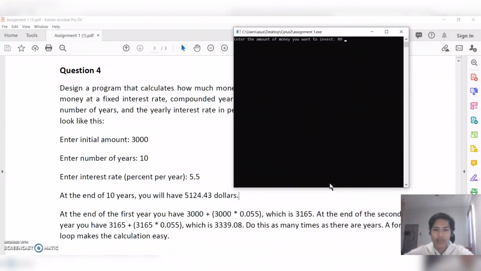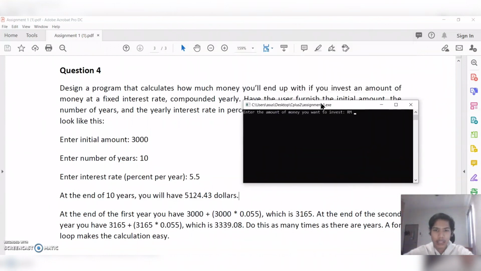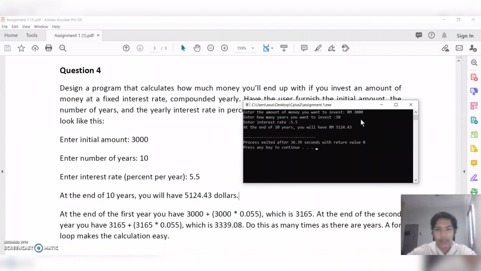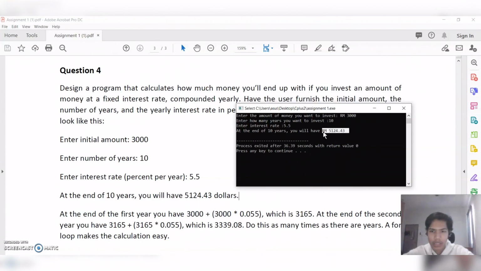So we'll be using the values that the question has given us. Enter the amount of money that we want to invest, that is 3,000 ringgit. The number of years is 10. The interest rate per year is 5.5. This is 5.5%. It is not converted into decimal yet. And then at the end of 10 years, you will have how many? So this value is same as this value.